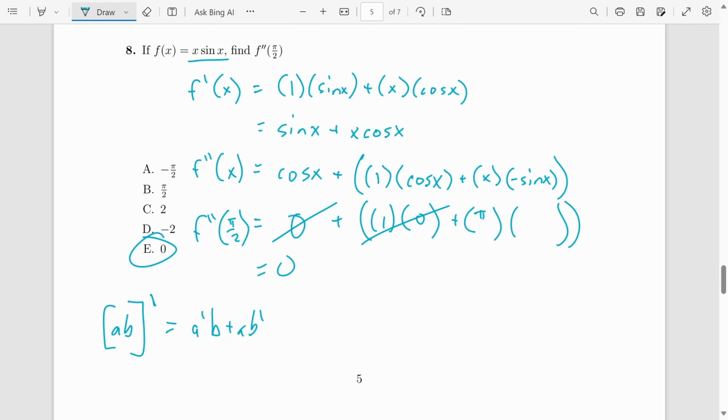Okay, this is pi over 2 and negative sine of pi over 2. So sine of pi over 2 is 1, so that's negative 1 there. Okay, that's how I messed up. So these still don't matter, but this is now negative pi over 2. So, okay, so the answer is actually A. So that is the answer there.